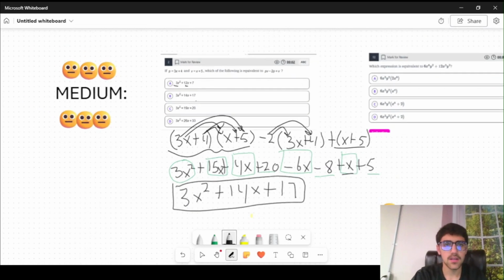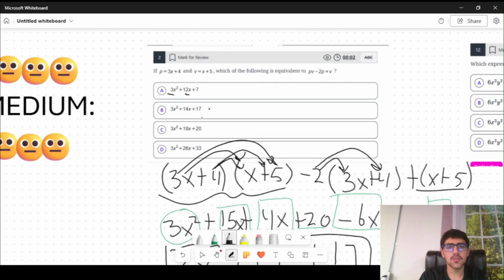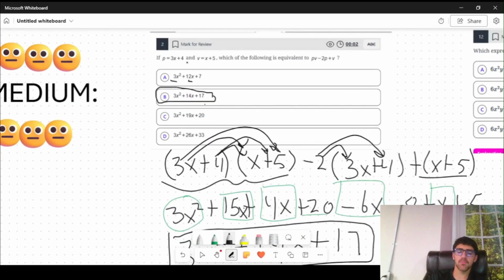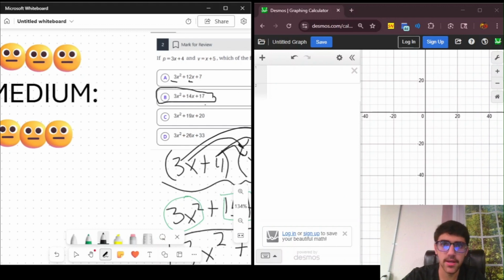Answer option B. So if you didn't want to do all this work, you could do this all in Desmos, which I'm going to show you guys how to do right now. Does it show up for you guys? Okay, yeah, that shows up good.